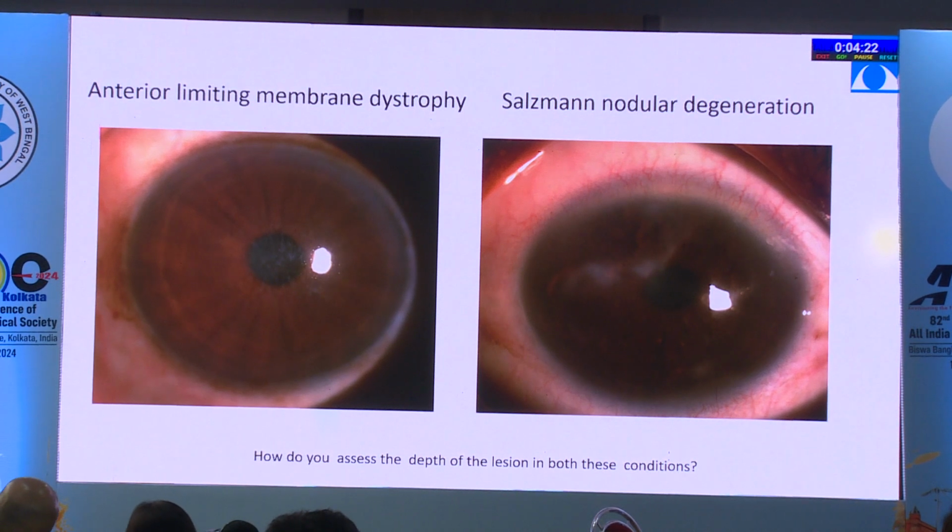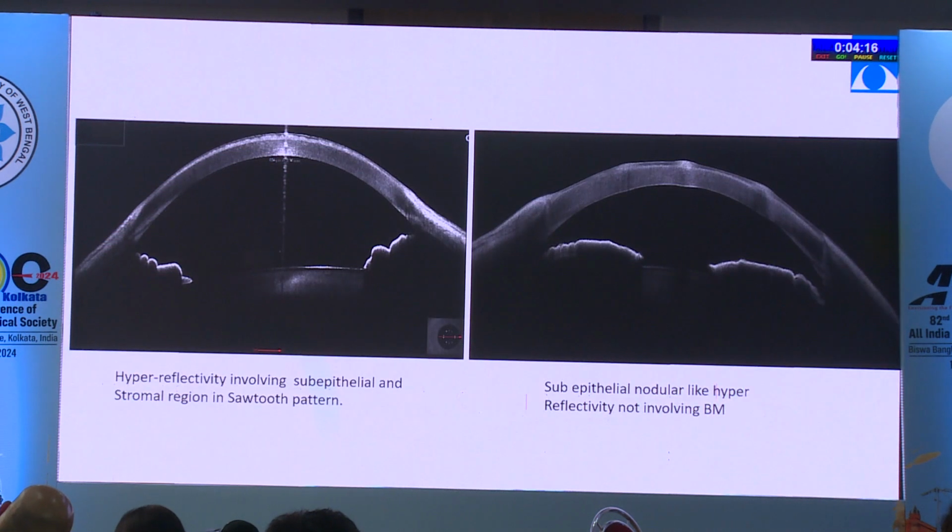So these two corneal scars look very similar. One is a Reis-Bückler dystrophy, the other one is a Salzmann degeneration. But if you see the OCT, in the first one the anterior stroma is uninvolved, whereas in the second one, in Salzmann, there is an irregular stromal scarring. So that decides the treatment, whether you want to do a PTK or whether you want to do an anterior lamellar keratoplasty.